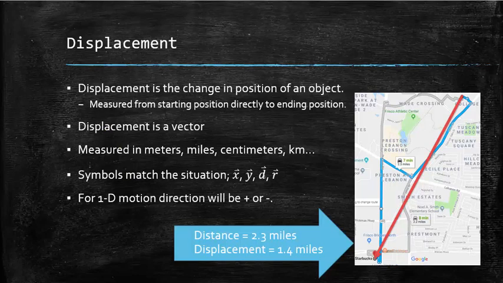So displacement is the change in position of an object. And a lot of times you're going to be thinking it's distance. But displacement is a little bit more special. It's the actual straight line distance from where you start to where you end. It's also a vector. It's measured in meters, miles, centimeters, anything that you'd measure length in. And symbols pretty much match the situation. You'll see the X, Y, D, and R for radius. So D for distance. X is usually left and right, Y is up and down.